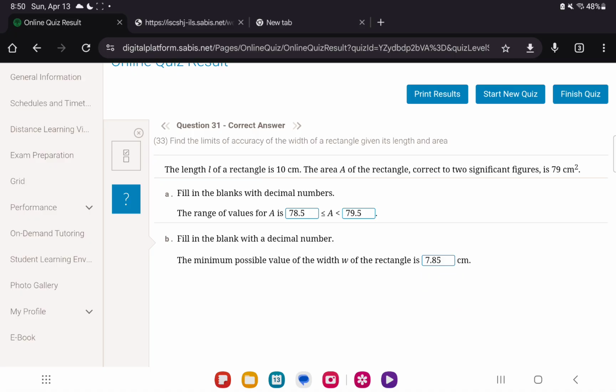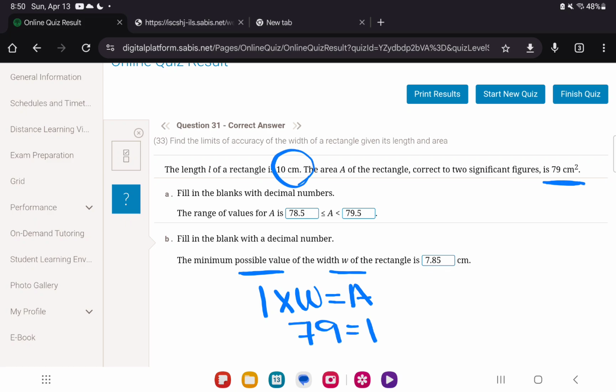Okay, so they want the minimum possible value for the width. When you want to find the area of a rectangle, you do length times width. Here they're telling you the area is 79. So 79 is equal to the length, which they told you is 10, so 10 times W. We want to find W. So we move 10 to the other side, and we get W is equal to 7.9. So that's the number we use for our range.